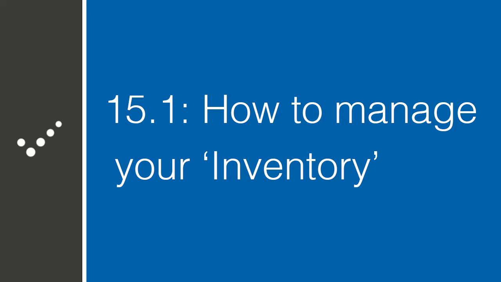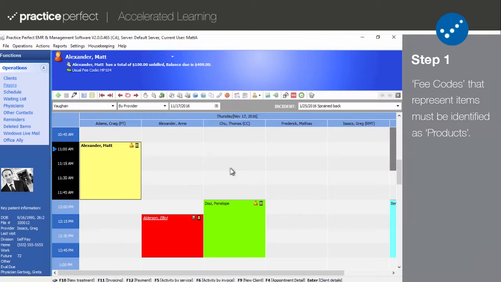Today I'm going to show you how you can manage your inventory, i.e. products, in Practice Perfect. Let's get started. Step 1. If your clinic sells clinical products, then you're in luck. Practice Perfect features a special section specifically for controlling your inventory. Your inventory items are treated just like your other fee codes, except that they are products and not services.